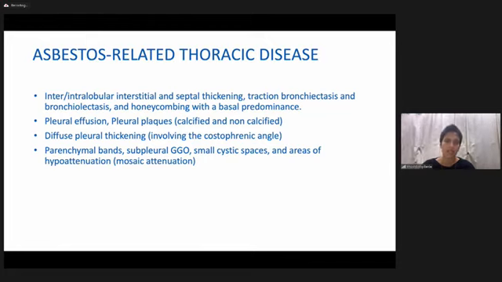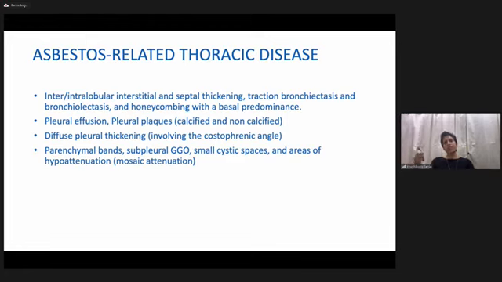Then we have another very common occupation-related lung disease, which is asbestosis-related thoracic lung disease. This leads to a very typical UIP pattern. We have ill-defined intralobular interstitial septal thickening, honeycombing, traction bronchiectasis, architectural distortion, basal predominance of the disease. It very much mimics a UIP. If we don't have a history of asbestos exposure, we can easily mistake it for a UIP pattern.